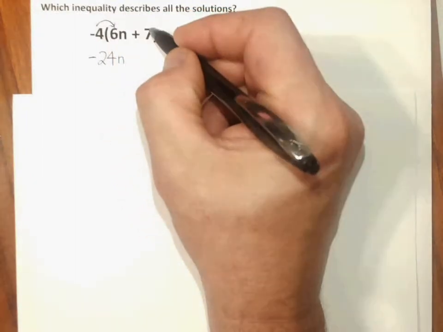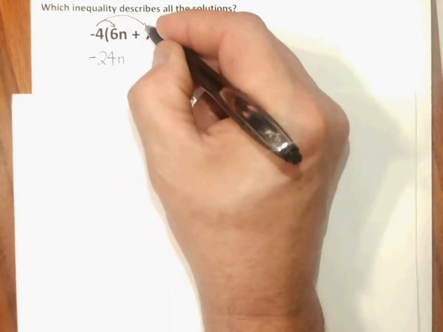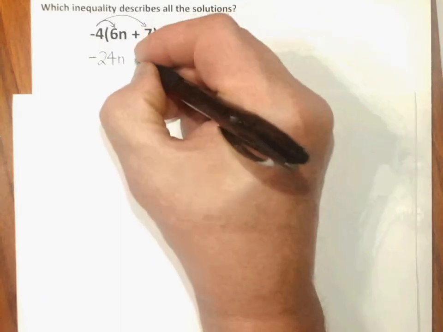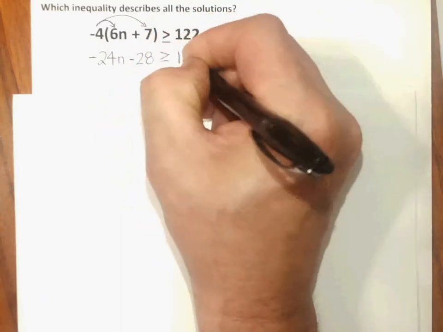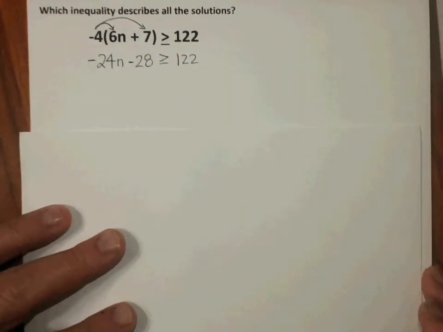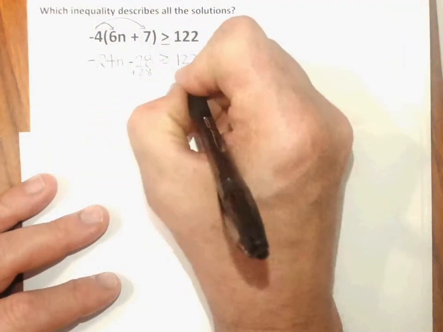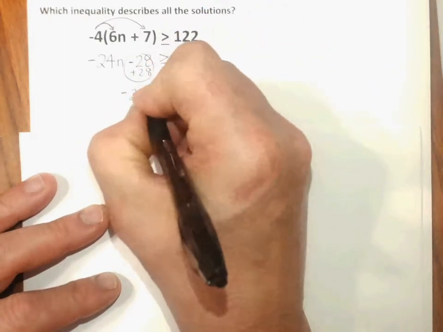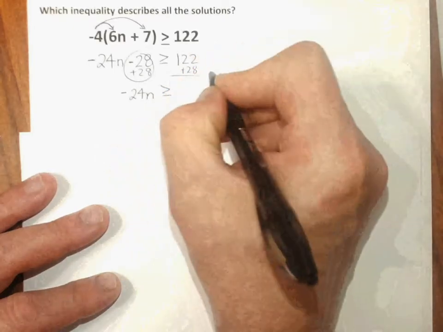Same thing on the second distribution. You are multiplying. You're not adding, you're not subtracting, you are multiplying. A negative 4 times a positive 7, which is a negative 28. So now, if this were an equal sign, we would have a simple two-step equation. We have a simple two-step inequality. So we're going to add 28 to both sides to form a 0. Adding does not switch the symbol, so it's still greater than or equal to.